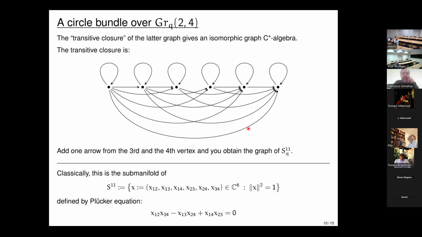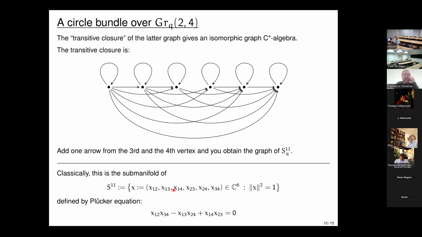Okay, so let me explain why this is interesting, this connection with the 11-dimensional quantum sphere. Classically, you can think of the 11-sphere as the unit sphere in C^6, where the components of a vector in C^6 are denoted, for some reason, by x12, x13, x14, x23, x24, x34. I use this notation. This is a vector of norm 1.